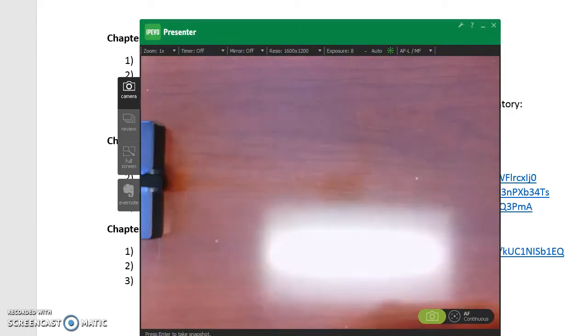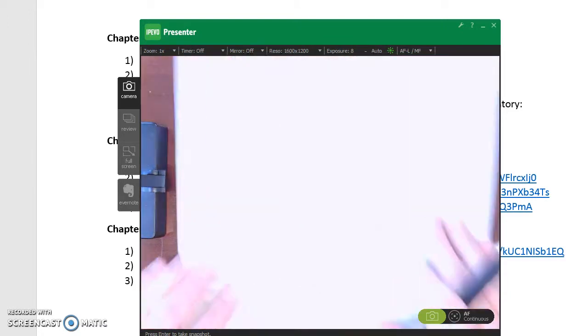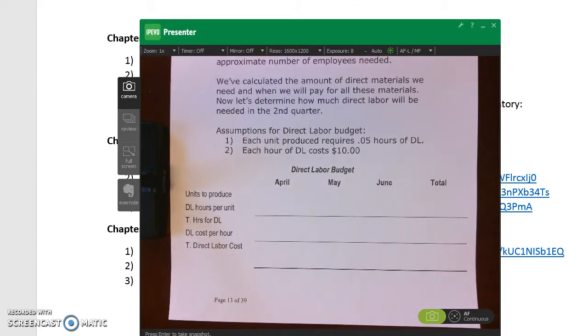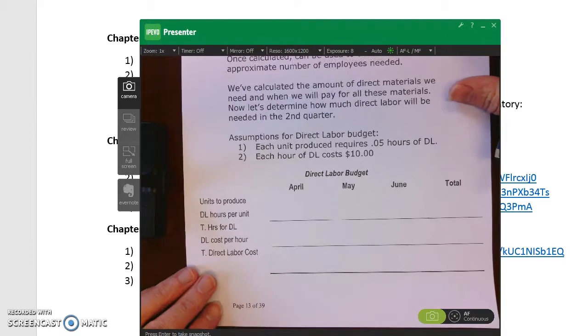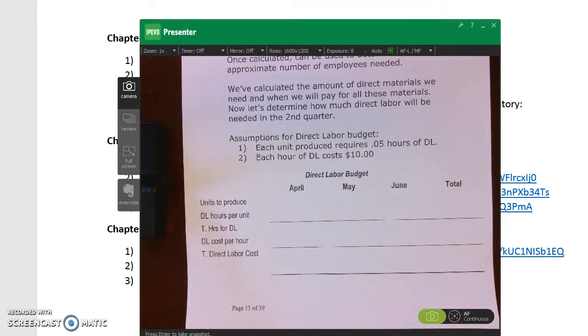So now continuing on with our direct labor budget. Our direct labor budget shows how much we're going to have to pay for direct labor. In order to do this, we need to know how long it takes us to make one unit, and then how much each hour of direct labor costs. So we look over here. We say units to produce. We would get this from the production budget.